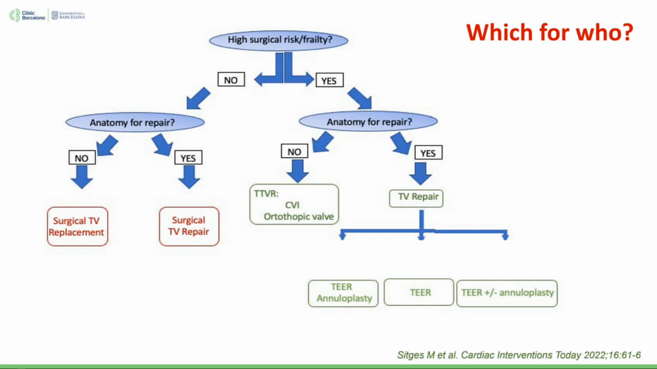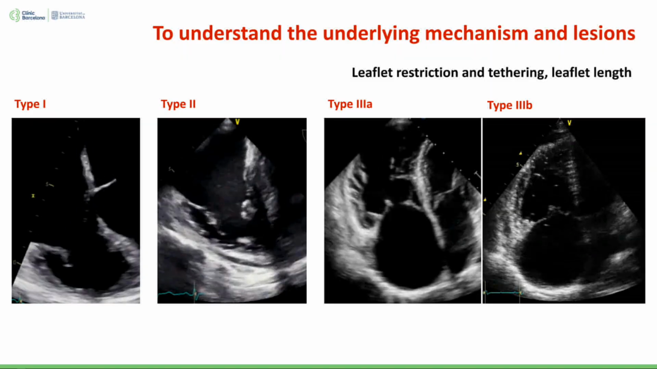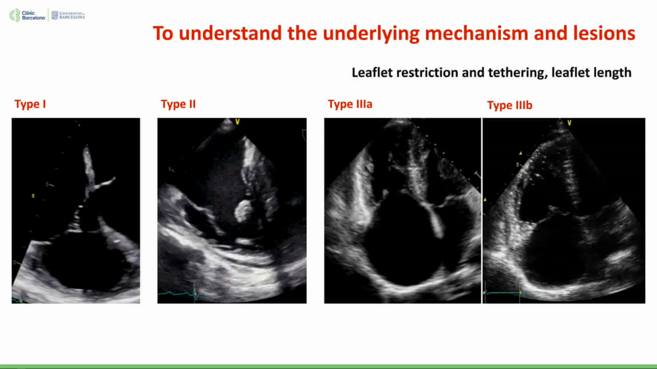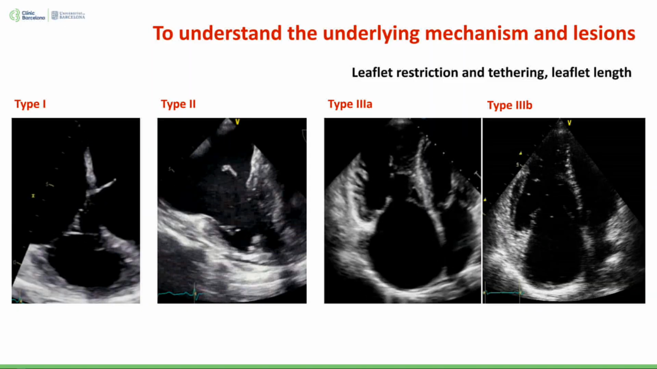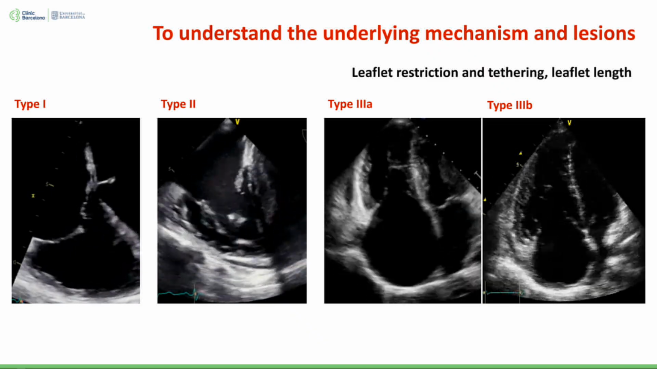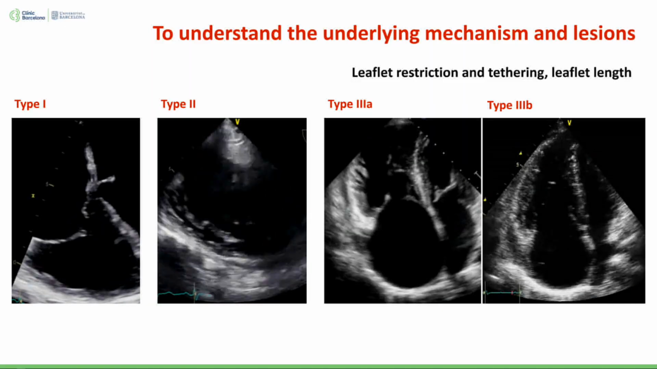At this time of our current knowledge, what determines whether we go for transcatheter or surgery is mainly the frailty or the comorbidity, the surgical risk of these patients. But when we decide which type of intervention, whether repair or replacement, in surgery or in the transcatheter field, we need to really understand what's happening to the valve, the underlying mechanism and the anatomy of the valve.